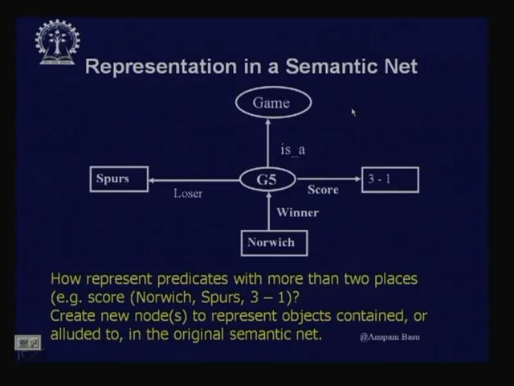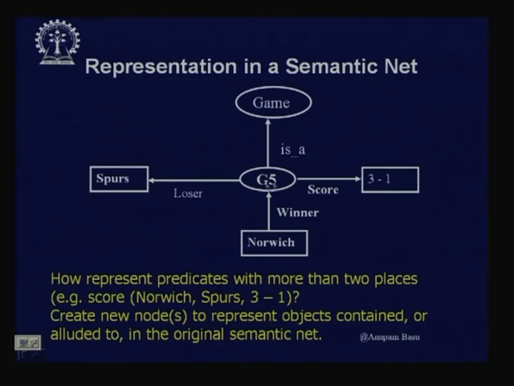Suppose there is a game being played between two teams, Norwich and Spurs. One team is a winner, another team is a loser. Now, how do you represent the fact that Norwich defeated Spurs? Say I just want to say Norwich was the winner and Spurs is the loser. Then Norwich is the winner of a particular game which I have named G5, and G5 is a game, and any game will have a winner and a loser. So Norwich is the winner and Spurs is the loser.